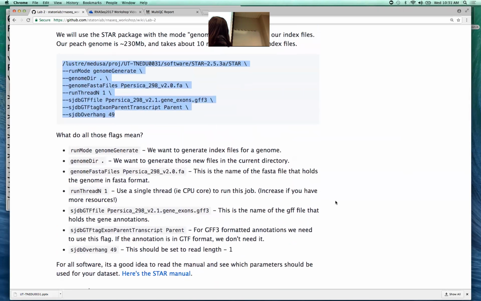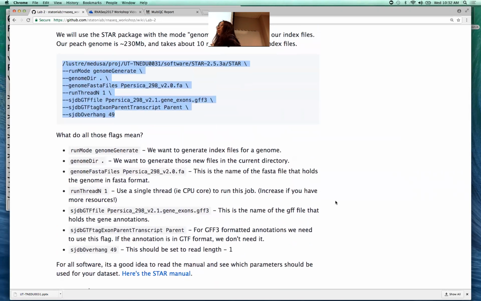And the first one is run mode. So we're doing generate genome index, so the mode is genomeGenerate. And the second one, genome directory. So we put our index in the current directory, so it's a dot. And the third one, genome FASTA file.